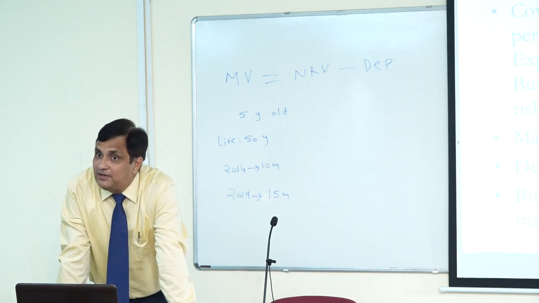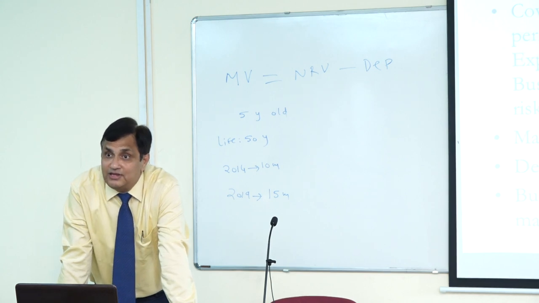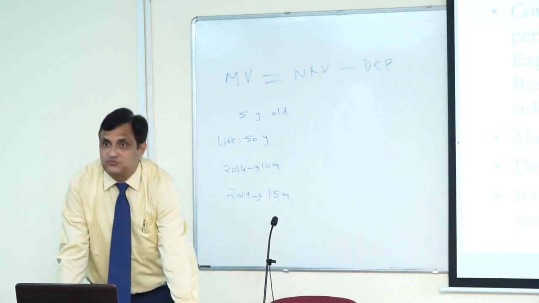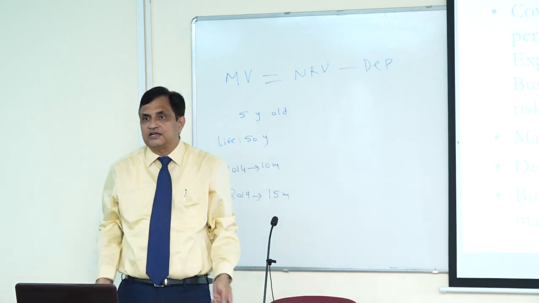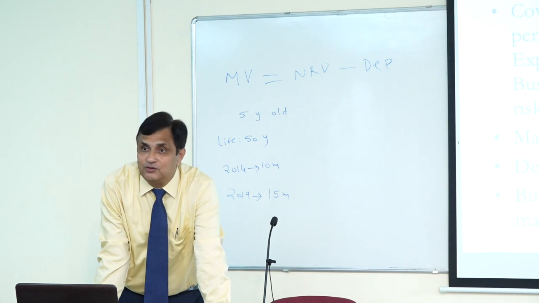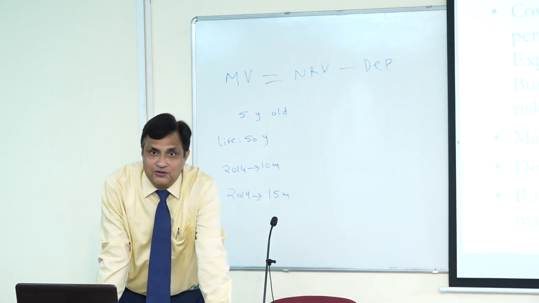What is this 15 million called? This 15 million is a new replacement value. That means the old building I have to replace today, same structure, same design, same construction features, is going to cost me. That is called a new replacement value. Okay? So 15 million is a new replacement value.